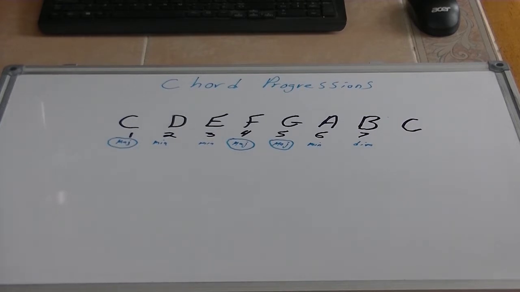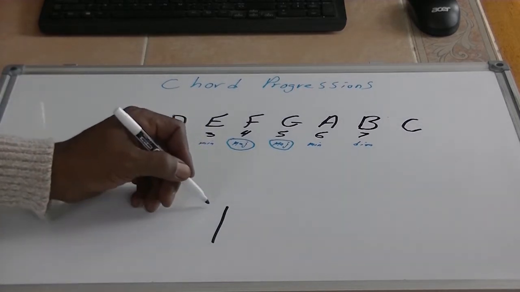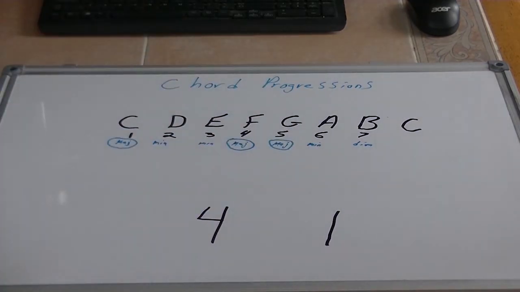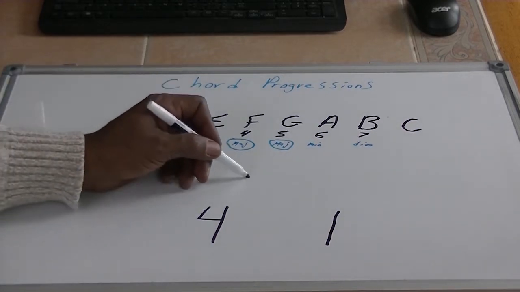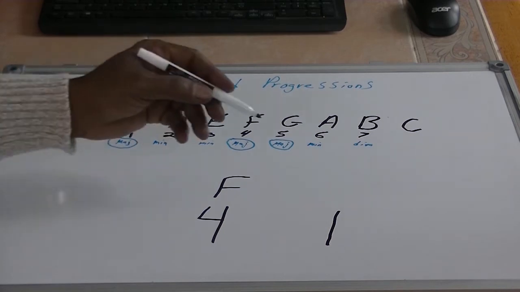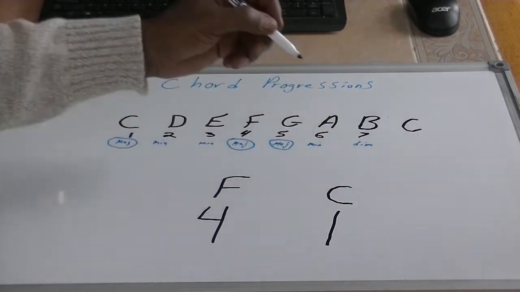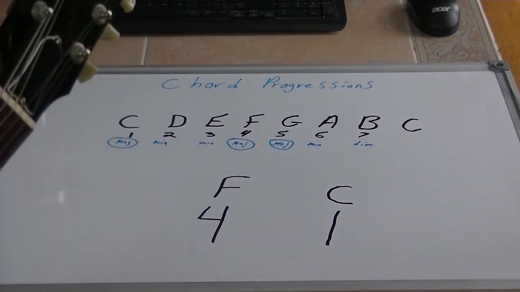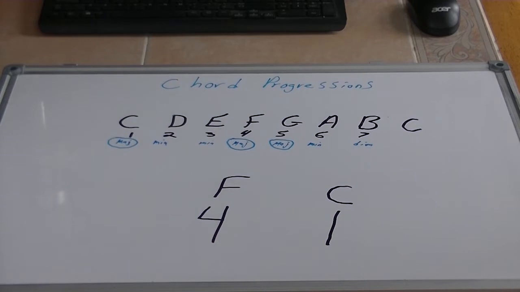The first chord progression we're going to look at is the 4-1 chord progression. In the key of C, the 4 chord is the F major chord, and the 1 chord is the C major chord. Let me just grab my guitar here, to give us a quick demonstration of the sound of this chord progression.